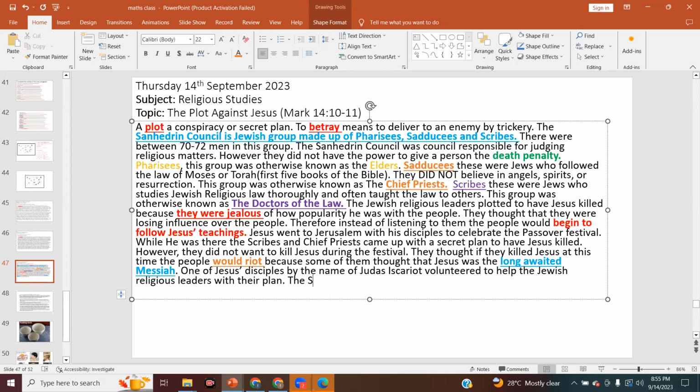The Sanhedrin council promised to pay Judas 30 pieces of silver for betraying Jesus.